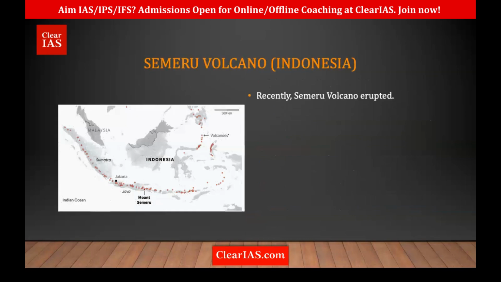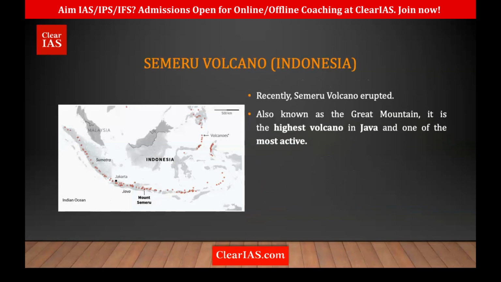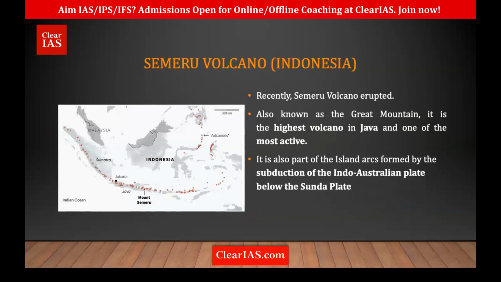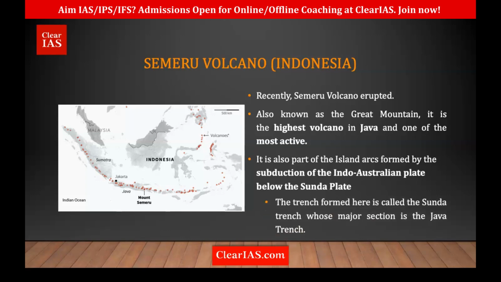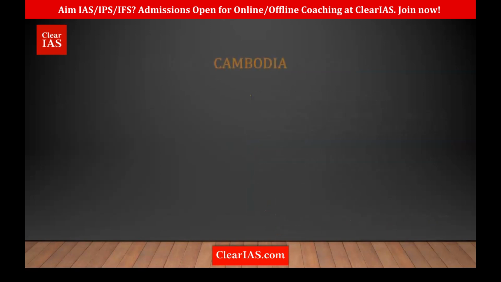Next, the Semeru volcano. Yes, it is in the Java Islands of Indonesia. It erupted recently, and it is also part of the Pacific Ring of Fire. And why is it happening? That is an oceanic plate collision, and the Indo-Australian plate is going below the Sunda plate. Sunda plate is actually a minor plate. It's also part of the greater Eurasian plate. There's also the trench formed, that is the Sunda Trench, and the Java Trench is also part of it.